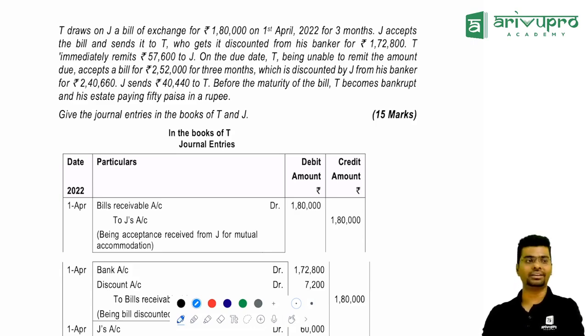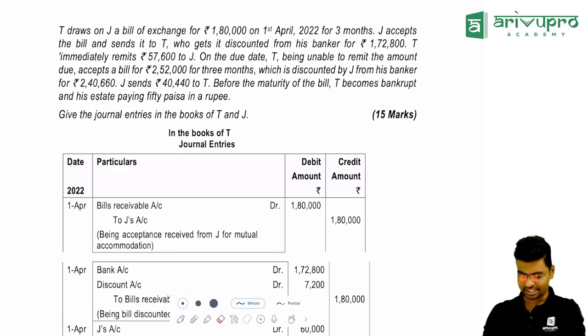Has anyone made a mistake in this? Everyone got right? Okay, anyone else who has got wrong? There are 2 people. Okay, so we'll run through the question then. They are asking you to make both in the books of T and J. T draws the bill. So for T it is... for J it is... So I'll do it for T. You guys can just look into it for J.